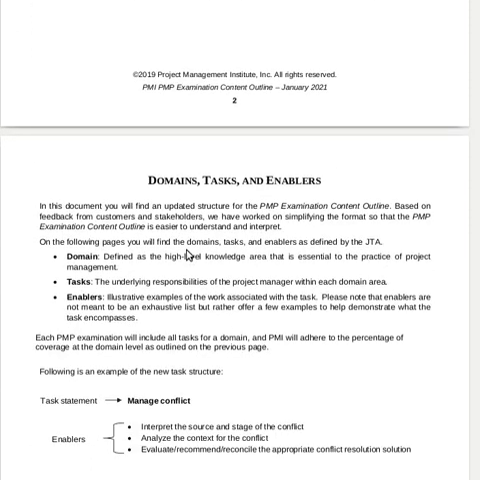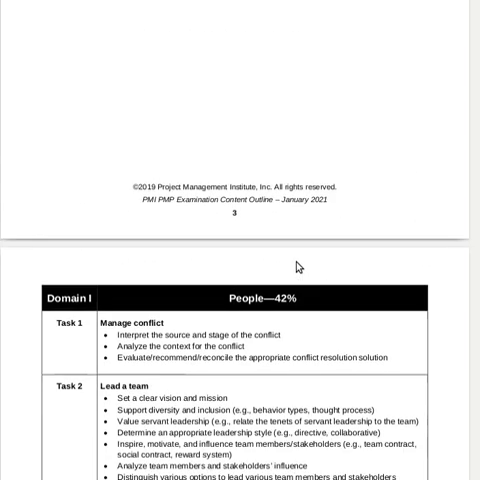Then there are basically three things: domain, task and enablers. Domain means that basically it is the knowledge area in the PMP. Task is basically the task area, that is, the underlying responsibilities of the project manager. Enabler means illustrative examples of work associated with the task. So these are the three terms which are very common and which you must know.